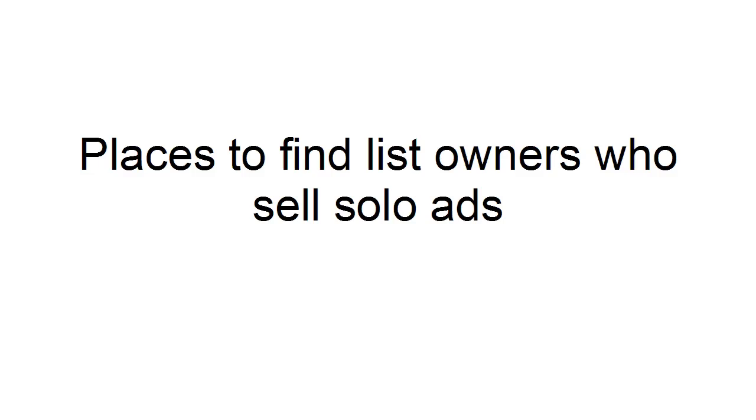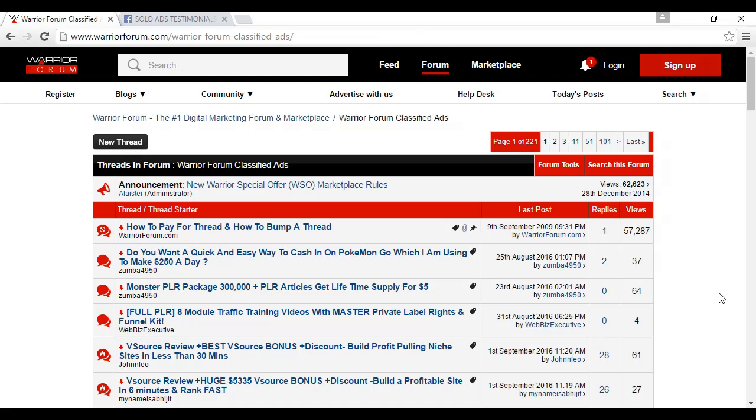Okay, where can you find list owners who sell solo ads? Some good places to look are the classified ads section of the Warrior Forum, which you'll find here at warriorforum.com/warrior-forum-classified-ads. And the Warrior Forum is a forum for marketers, so you can connect with other marketers, and you're going to find lots of people on this site who have lists who will be prepared to sell you a solo ad. So you can look at all sorts of different niches from this site, from marketers on this site.